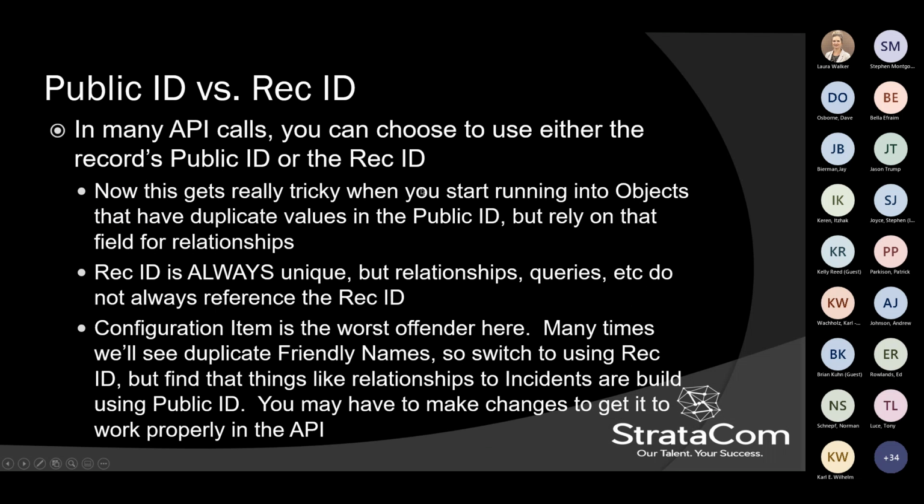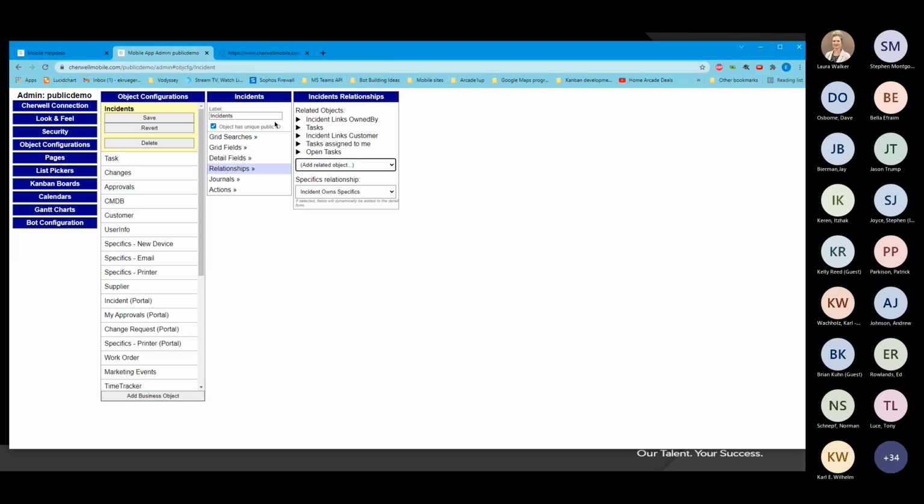All right, so public ID versus rec ID. In the API calls, you can actually choose whether to use public ID or rec ID. We put that in our framework as "this object has unique public ID." If it does, we'll use the public ID. For incidents, tasks, and changes, that's always going to be true. The public ID is the incident number.